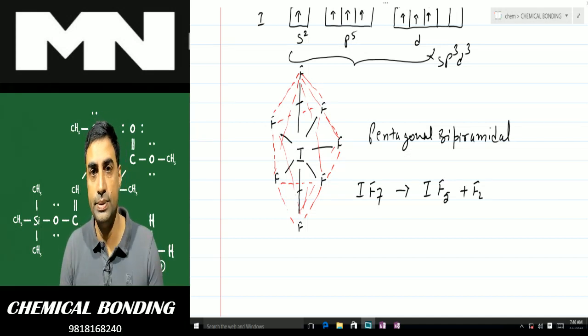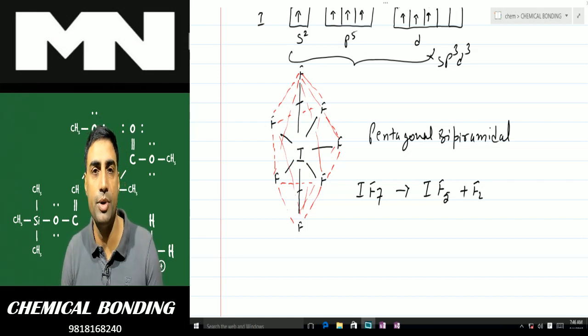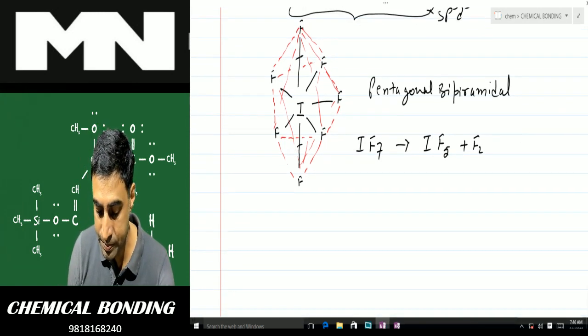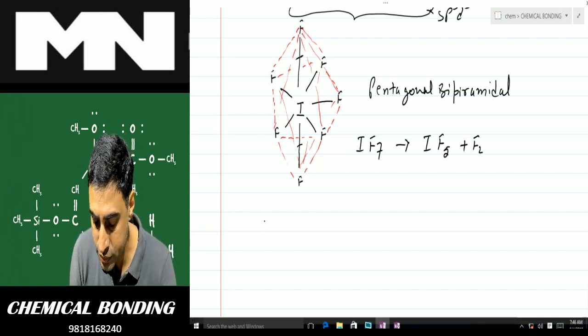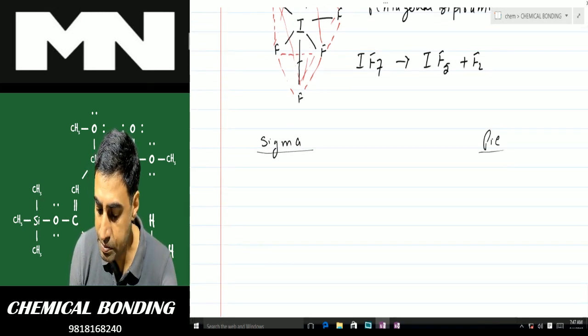Welcome back, students. In today's class, I will tell you the difference between sigma and pi bond. It is because these types of bonds we are going to use in the second type of hybridization. So we'll see what are sigma and pi bonds. I'm writing over here sigma and pi. Sigma and pi bond. I'll give you some examples for that.